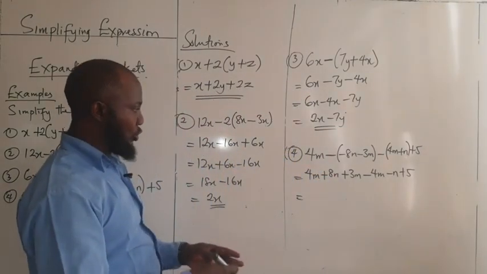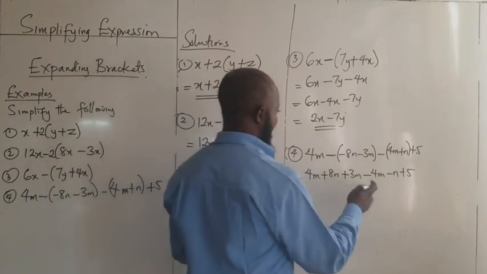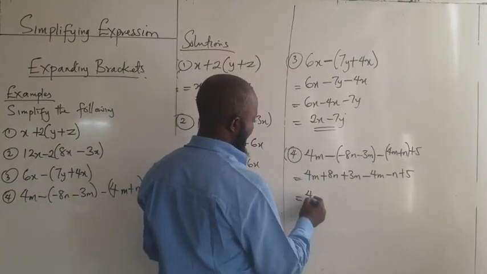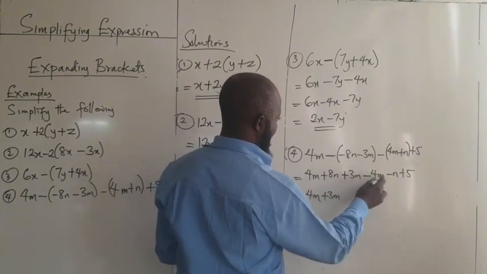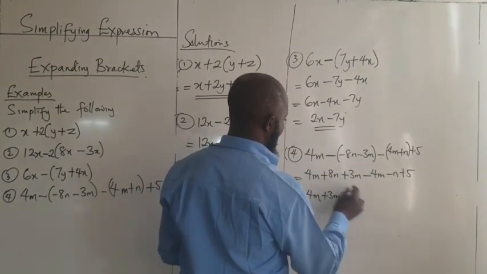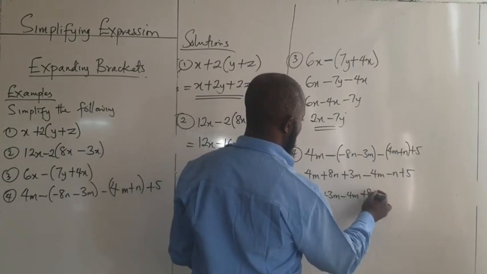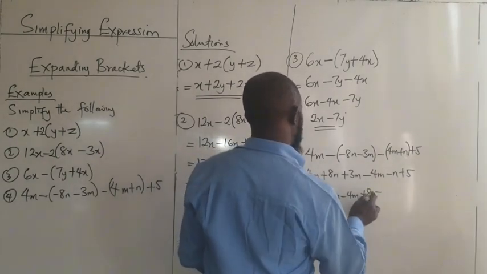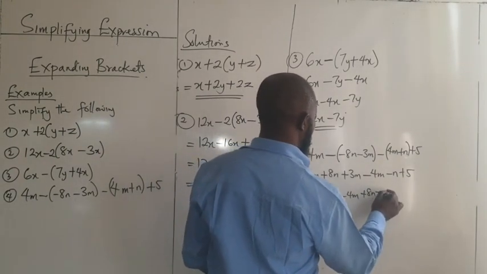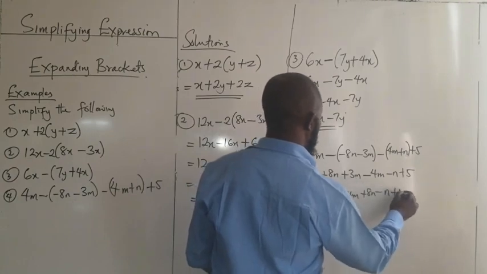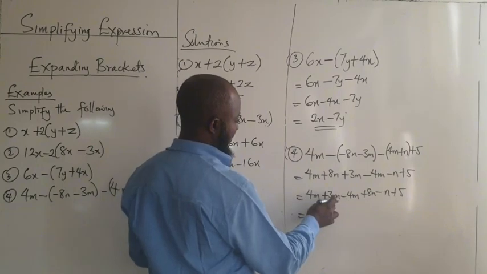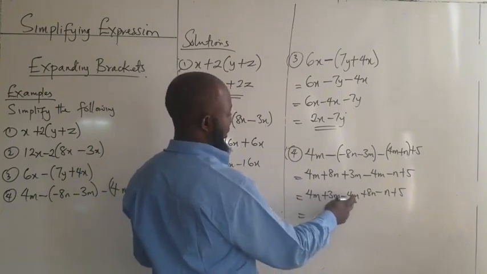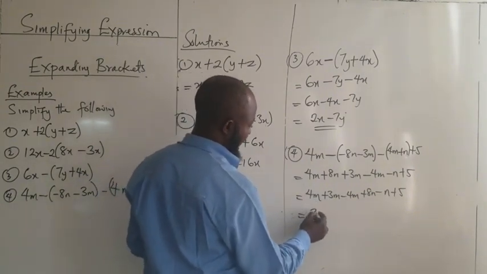The next step is to collect like terms. Bring them together. We group. So we bring m and n together. So m: 4m plus 3m, then minus 4m. Then plus 8n minus n, then plus 5. So 4m plus 3m is 7m, minus 4m is going to give us 3m.